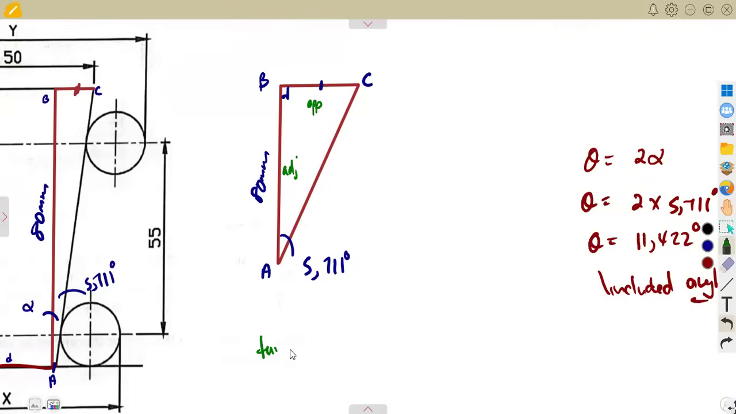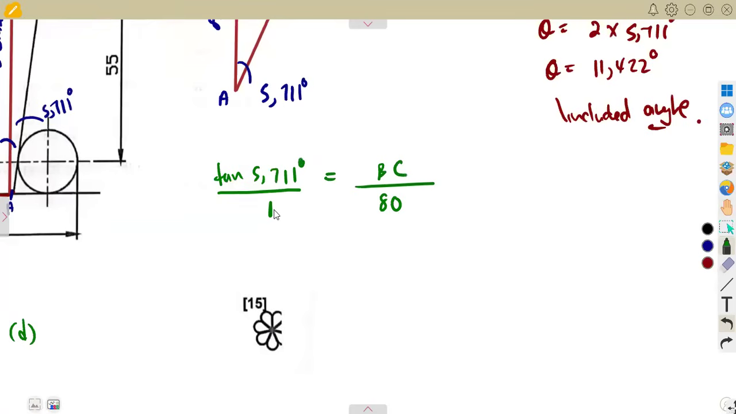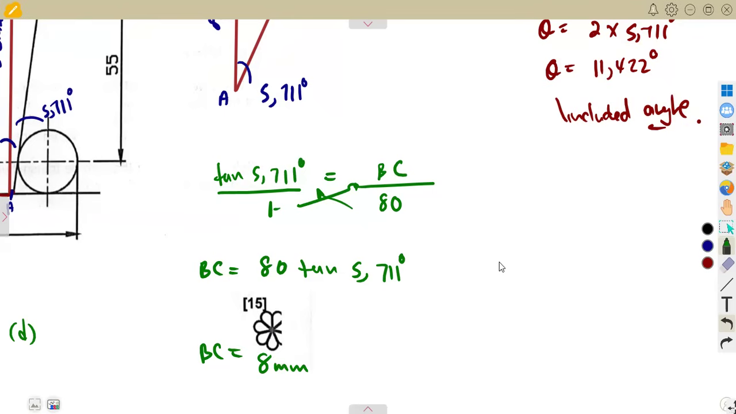So according to the tan ratio, the tan of 5.711 degrees is equal to the opposite, which is BC, over the adjacent, which is 80 millimeters. If we cross multiply, BC is 80 times the tan of 5.711 degrees. So 80 times tan is approximately 8 millimeters when rounded off.